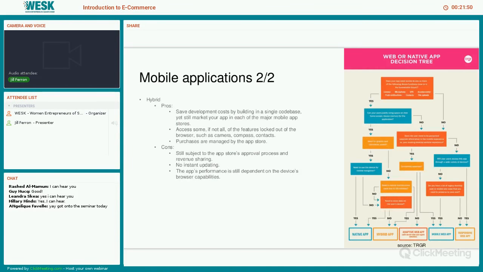And then like for websites and web apps, there was also a kind of an in-between. This one is called the hybrid app. Pros are that you save on development costs and build on a single code base like the mobile web app. But you can still market your app in most of the major mobile app stores, so that's really cool. You kind of get the best of both worlds. You can access some, if not all, of the features that are locked out of the browser.